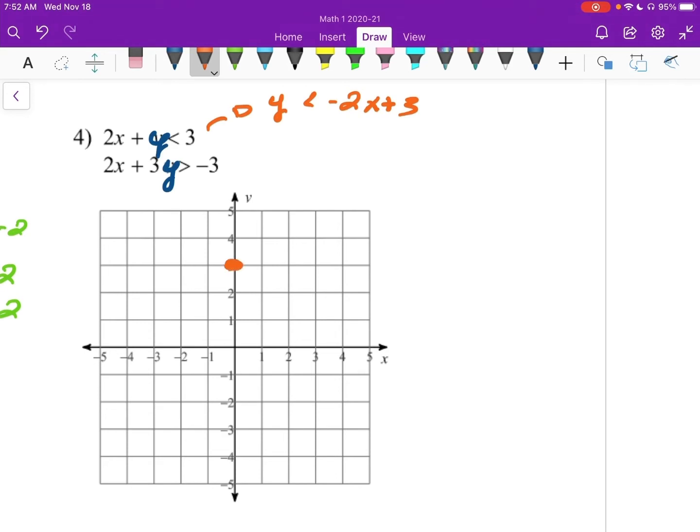So I'm going to go down 2 and right 1, down 2 and right 1, or I can go up 2 and left 1. It's going to be a dashed line or a dotted line. And now I need to plug in my 0. So I'm going to say, well, 0 is less than negative 2 times 0 plus 3. So 0 is less than 3. Well, that's a true statement. 0 is smaller than 3, so I'm going to shade towards the origin.